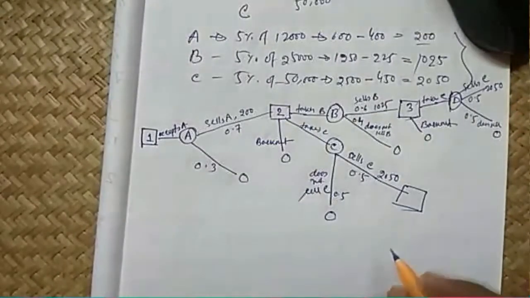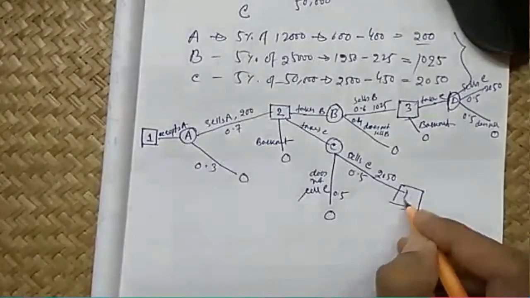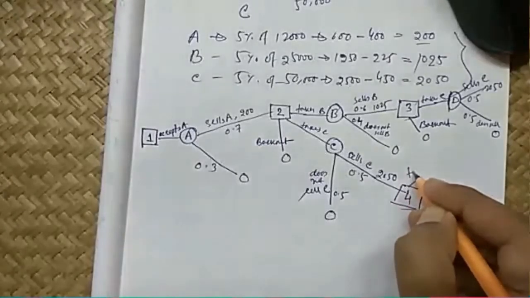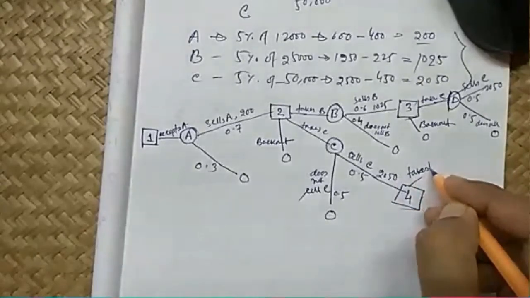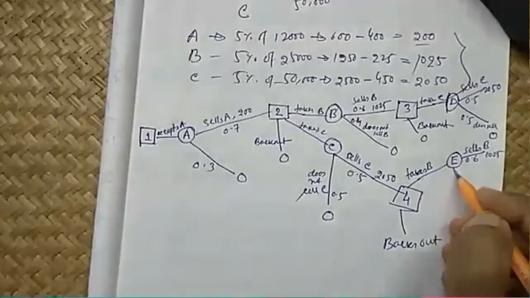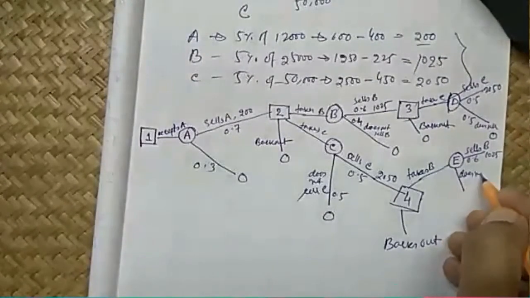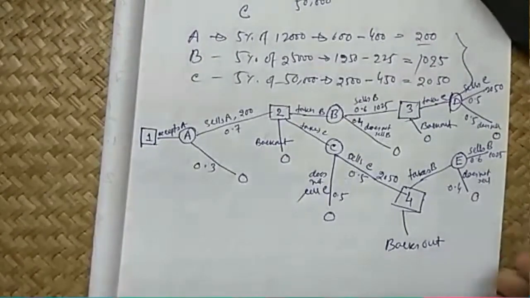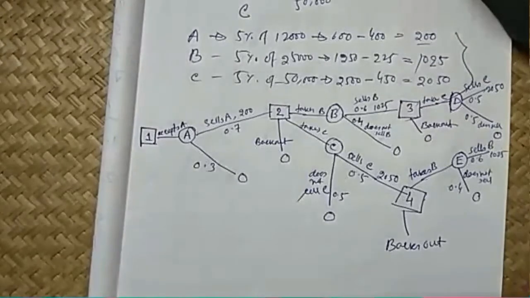Okay, now we come down here. After C, there is a decision node 4, and it has two options. Either it takes B, sells B, probability 0.6, and gets 1025. On B, does not sell, probability 0.4, gets 0. Okay, so this is how we will draw the tree. So is the tree clear to you?